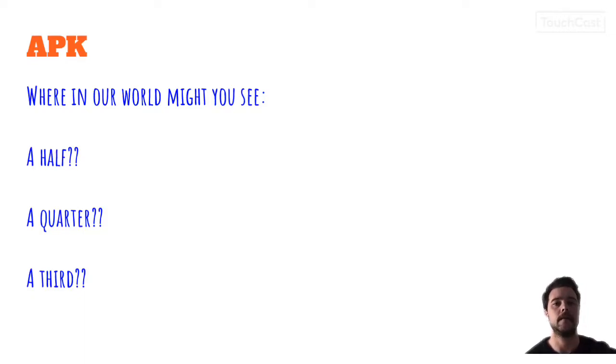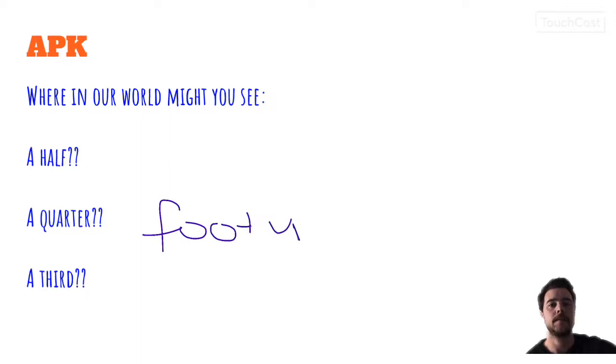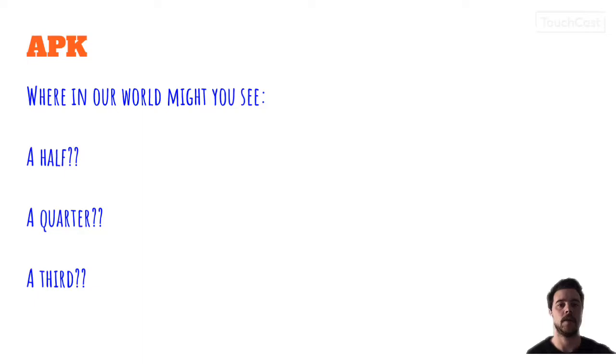I want you to get creative. Where might we see a half? Well, I know we might see a quarter at the footy. Definitely see a quarter at the footy. That's all I'm going to give you because it's APK and it's all on you. So where might we see a half, quarter, or a third? Pause me, write it down, and then we'll move on.